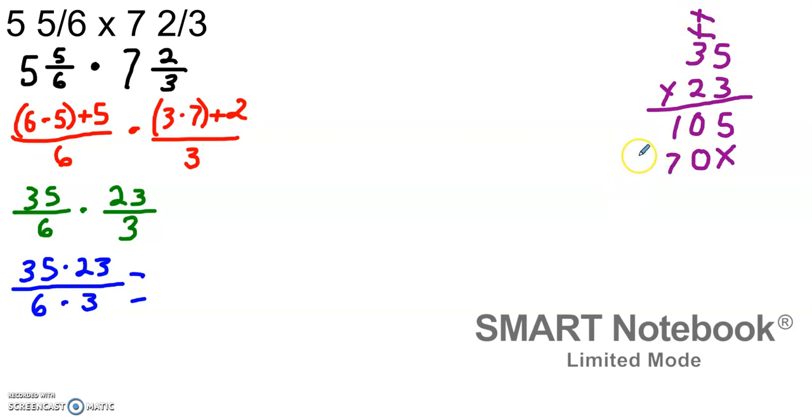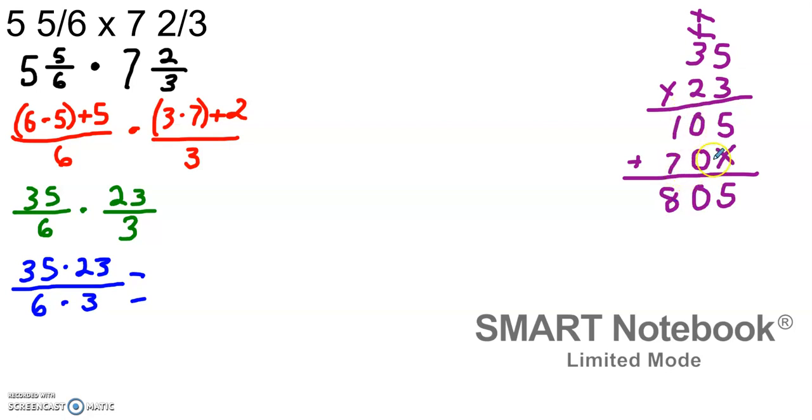Now that I have nothing else to multiply, I can just add. Remember, this placeholder, this x right here, is very, very important, because if we don't have that, you're going to get 175, which is not the answer. So 5 plus x is 5, 0 plus 0 is 0, and 1 plus 7 is 8.